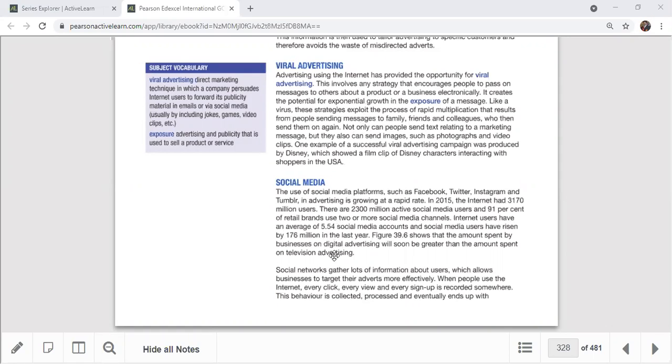An average of 5.54 social media accounts per user, and social media users have risen by 176 million in the last year, and the amount spent by business on digital advertising will soon be greater. You can see the most important social media moguls in the world, mainly Mark Zuckerberg, the person who owns multiple social media platforms, Facebook, Instagram, and WhatsApp, the most popular platforms. Only by providing digital marketing, he earns billions of money every year, like 19 billion sometimes. He's raising money from only digital marketing.